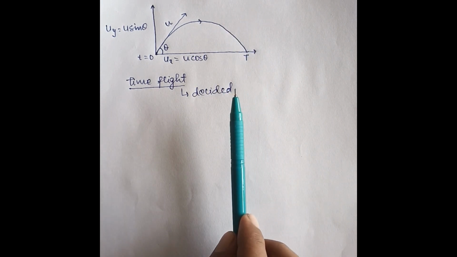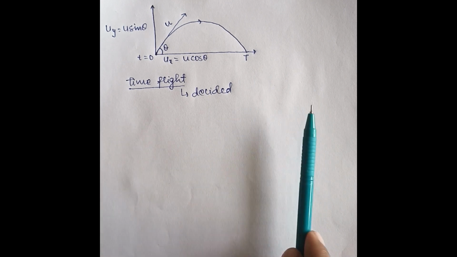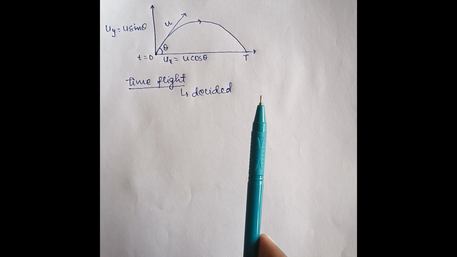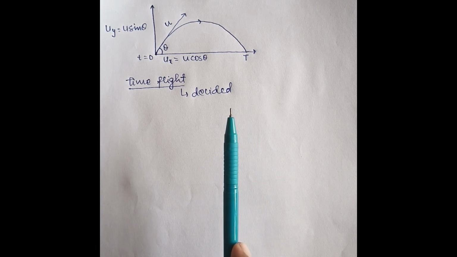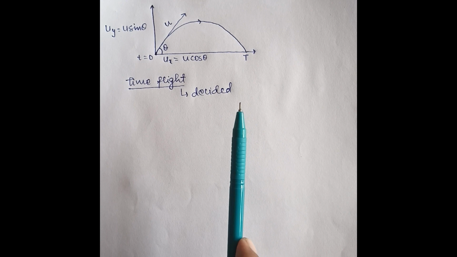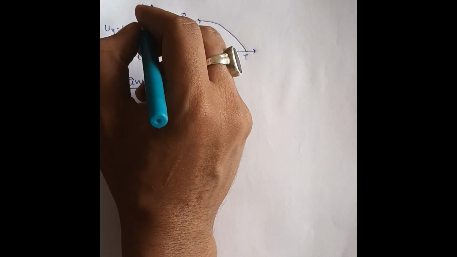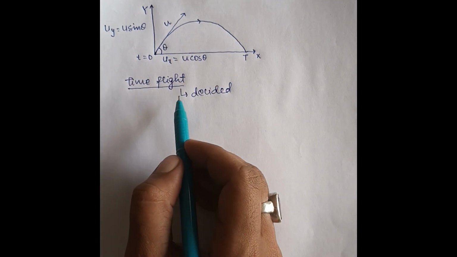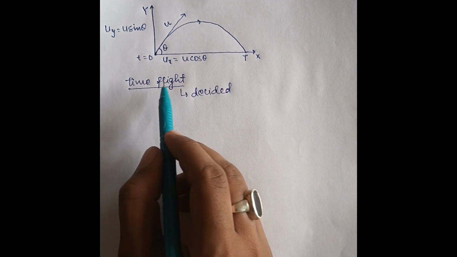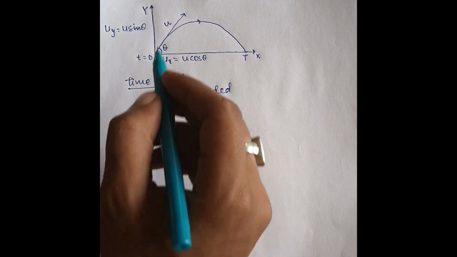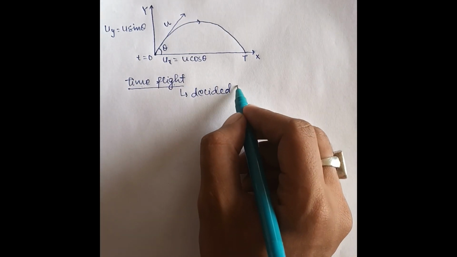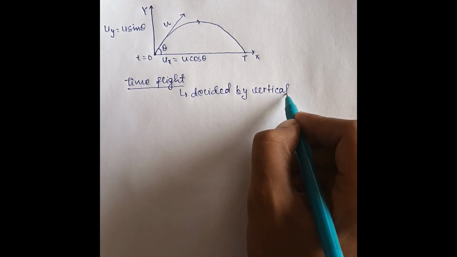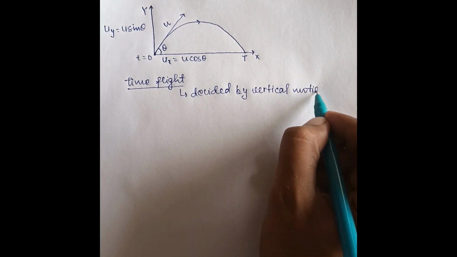Now, we are talking about the time of flight. Time of flight means how much time it is taking to stay in a position above the Earth's surface. Any position above the Earth's surface is along the y direction. This is the y direction and this is the x direction. Obviously, that is why we will be finding the time of flight from the vertical motion. So it is decided by vertical motion. Always remember that the time of flight is always decided by the vertical motion of the object.